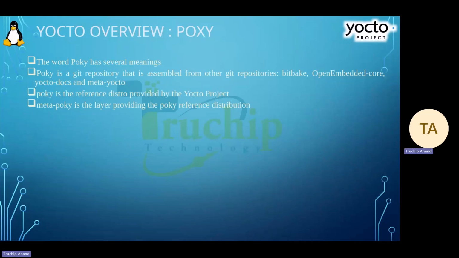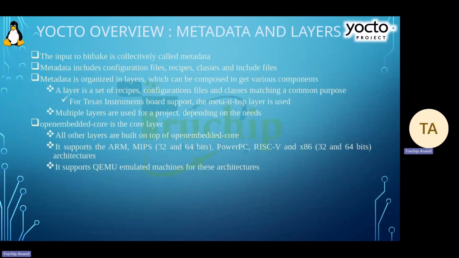Your Yocto always uses a reference mechanism called Poky, which contains a lot of other things like BitBake, OpenEmbedded Core, Yocto docs, Meta Yocto. Multiple things will be part of this Poky Git repository. So whenever I want to build anything, I will always try to use the Poky repo only to start with. And meta-poky is one of the meta layers that is present with the Poky.